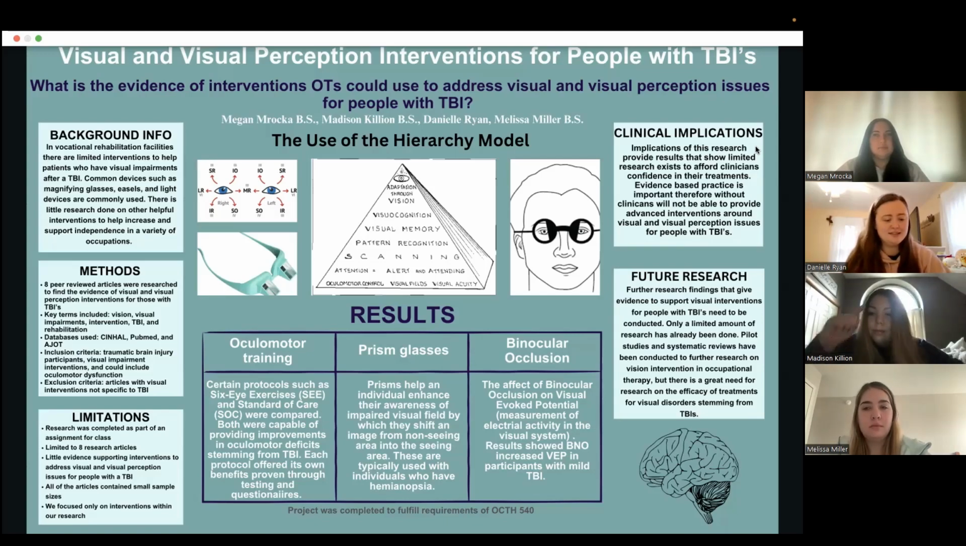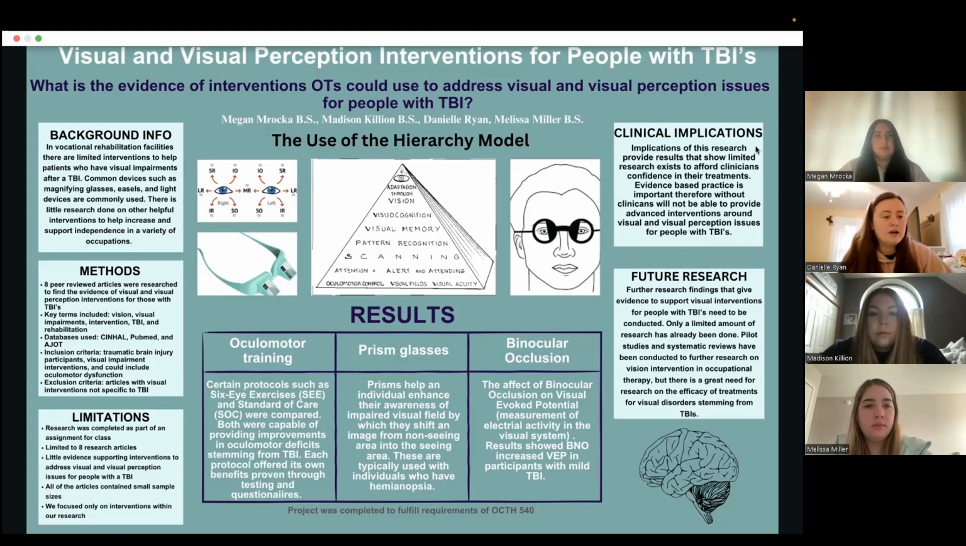So for our methods, we had 8 peer-reviewed articles that we researched to find the evidence of visual and visual perception interventions for those with TBIs. We used key terms such as vision, visual impairments, intervention, TBI, and rehabilitation. And we used databases such as CINAHL, PubMed, and AJOT. Our inclusion criteria could include traumatic brain injury participants, visual impairment interventions, and could include active motor dysfunction. And our exclusion criteria could include articles with visual interventions that were not specific to a TBI.